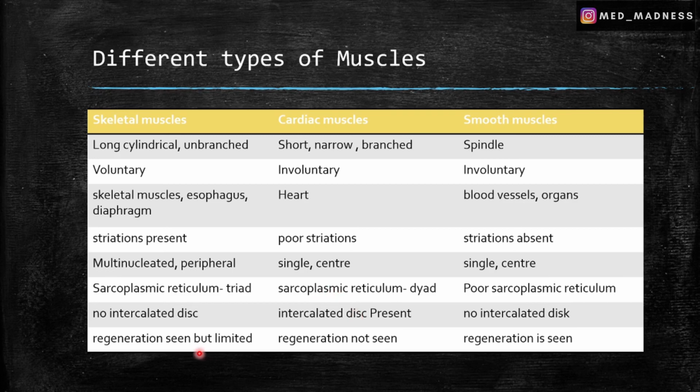What about regeneration? When talking about regeneration, smooth muscle regeneration is seen. For example, in wound healing, you can see the smooth muscles regenerating, but absolutely not in cardiac muscles. Regeneration is not seen in cardiac muscles. Once a muscle is damaged, it is damaged. In skeletal muscles, regeneration is seen, but it is limited.